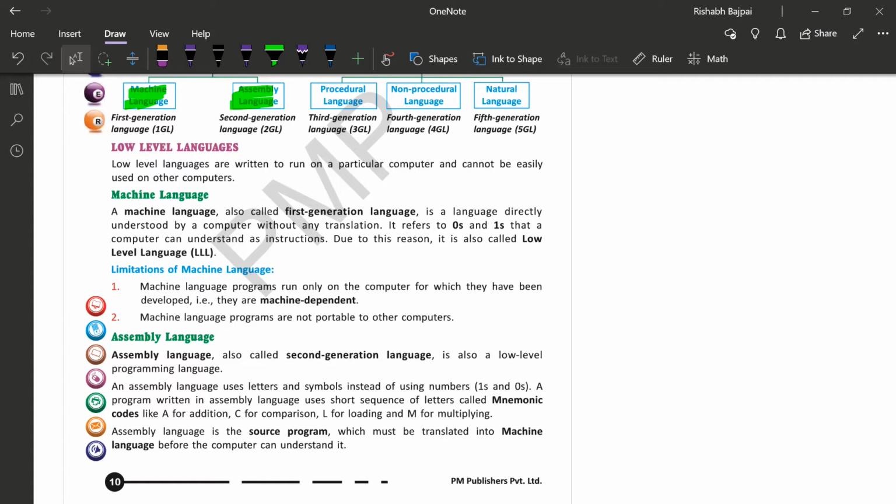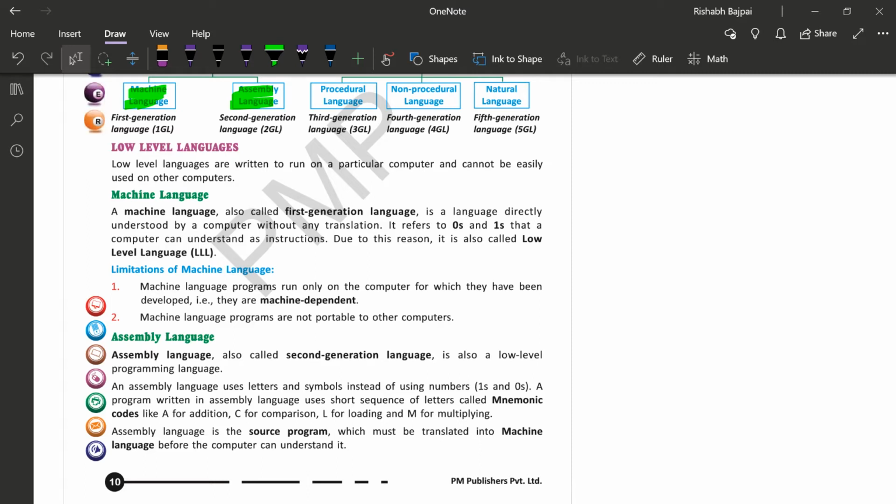Now, what's the difference between machine language and assembly language? Beta, machine language and assembly language both are low level languages. That means both are machine dependent till now. If we have written a program, it can't be used on another machine. But what was the advantage of assembly language? In assembly language, we started using some set of codes. Now we need not write the program in the form of binary. But the computer still understands only one thing, that is machine language.